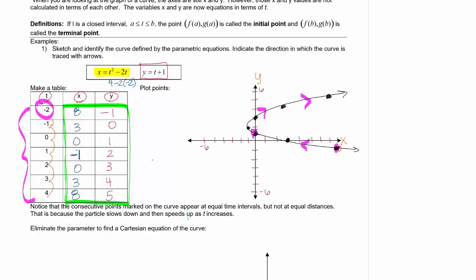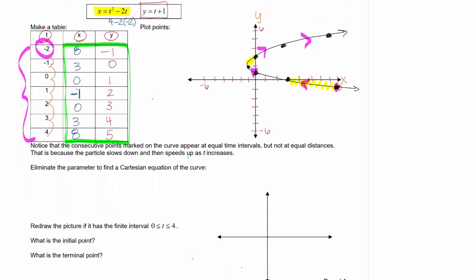However, not at equal distances. If you look between two points, I'll just point out this distance right here compared to, let's say, this distance right here. The two yellow highlighted distances are not nearly the same. However, they both have a difference in t of just 1. And that's because the particle will slow down and speed up depending on where it is in the curve as t increases throughout your interval.